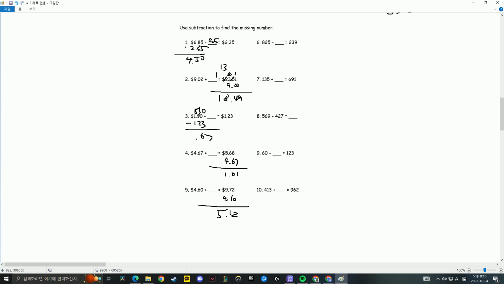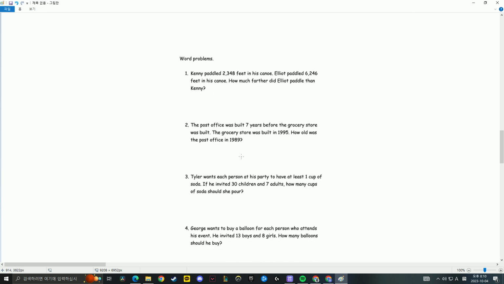And let's move on to the next questions, word problems. Kenny paddled 2,348 feet in his canoe. Elliot paddled 6,246 feet in his canoe. How much further did Elliot paddle than Kenny? Okay, so we know that Elliot paddled farther than Kenny, so we're gonna put Elliot's right there and Kenny's right there. We're trying to see how much more.